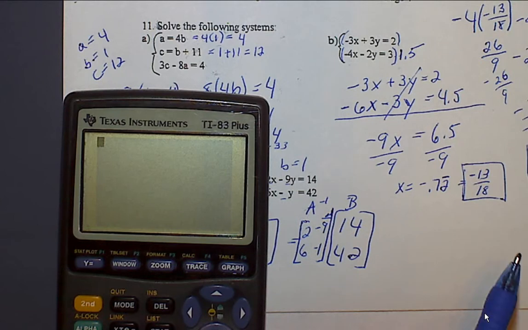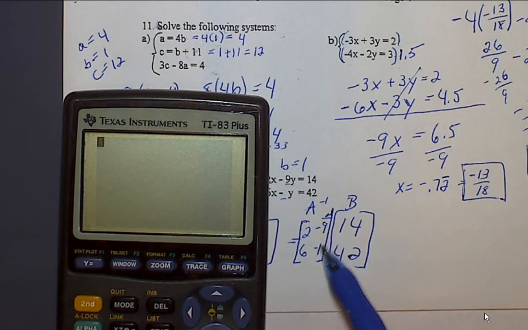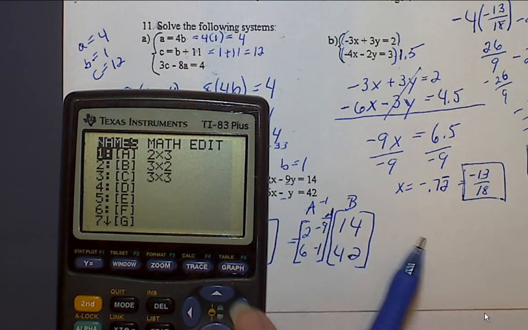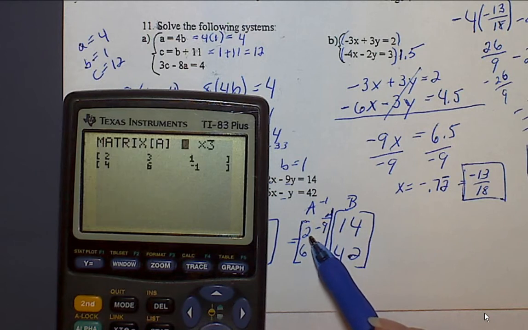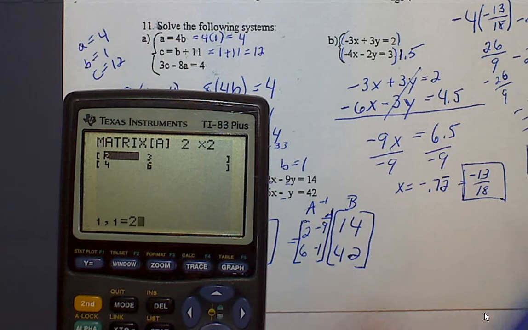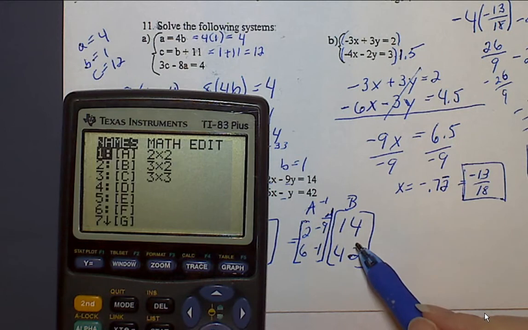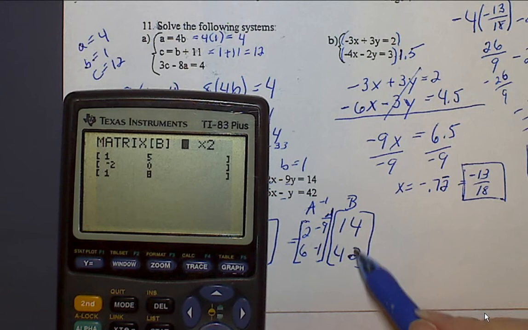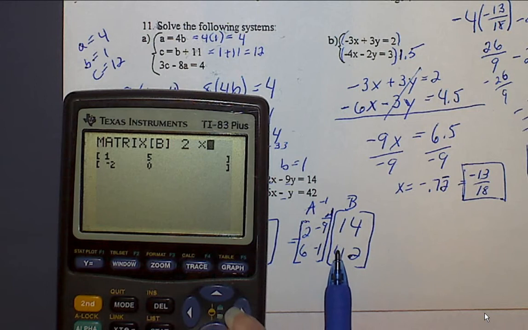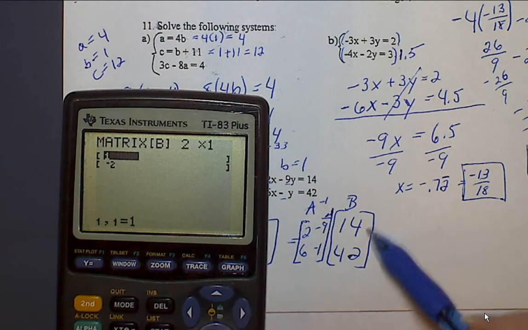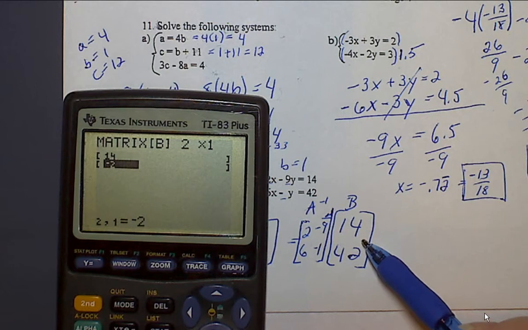Clear that out, and we are going to go and say second matrix, which is edit, and I'm going to edit A, which is a 2 by 2, and I have 2, -9, 6, -1. And B, so I go second matrix, B, so I go to edit and go to B, and that is a 2 by 1, and so I have 14 and 42. Alright, so I go second quit.